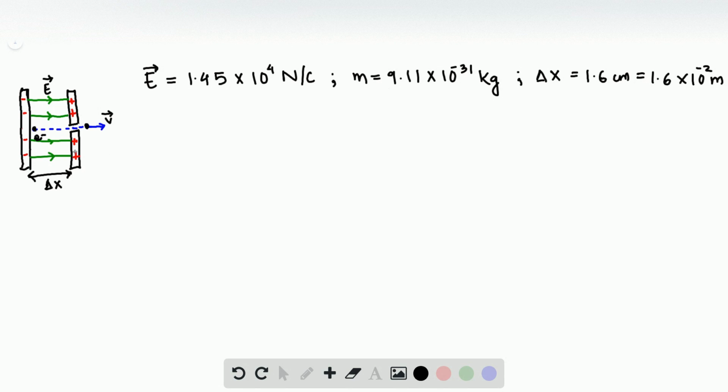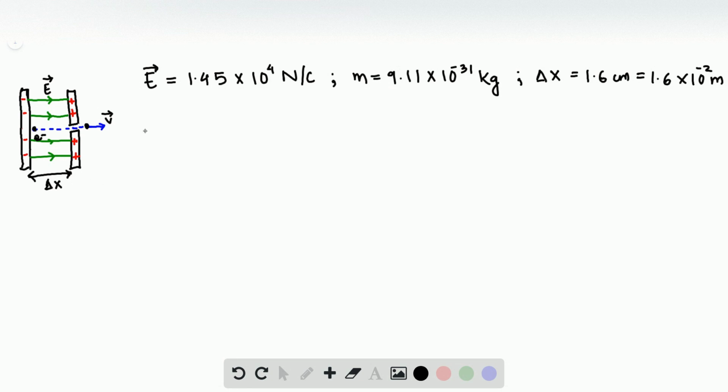Now in the first part of the question, we have to find the speed at which the electron leaves the hole in the positive plate. And in the second part of the question, we have to show that the gravitational force here can be ignored. So here we assume that there is no gravity or gravitational force here, or simply we can assume that gravity is ignored, which we prove in part B.